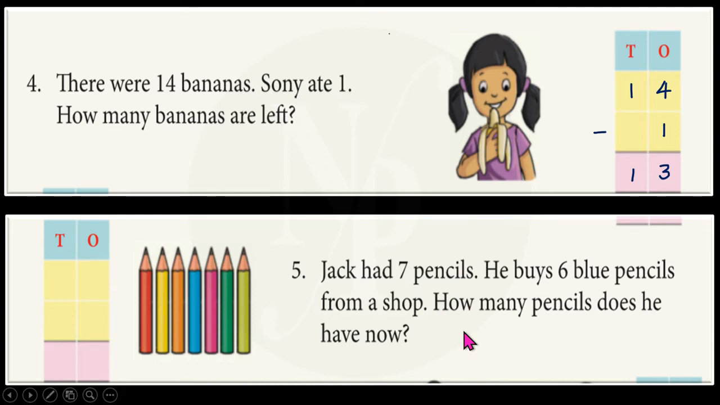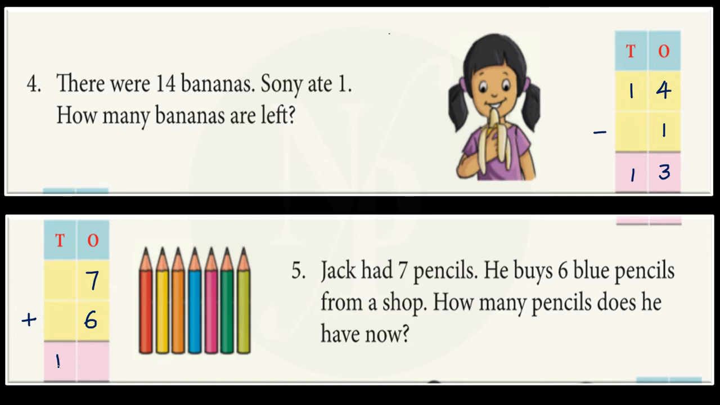So to find that, we need to add 7 and 6 here. Let us write down these numbers in the table given here. So we write 7 here. 7 is the number of pencils he had earlier. And later he buys 6 more blue pencils from a shop. So let us write 6 here. To find the total number of pencils he has now, we have to add these two numbers. So on adding 7 and 6, you get 13.